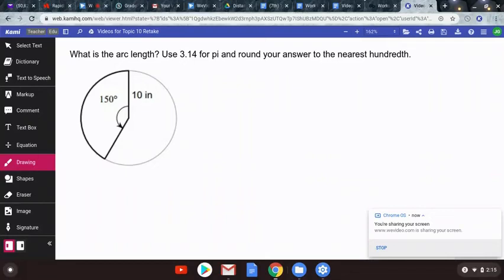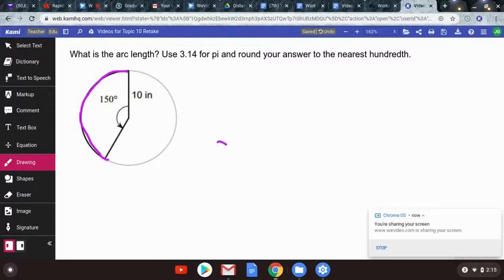length. Use 3.14 for pi and round your answer to the nearest hundredth. So the arc length is talking about this distance right here. So it's part of the circumference. So we need to begin by finding the circumference and then finding just that part of it.